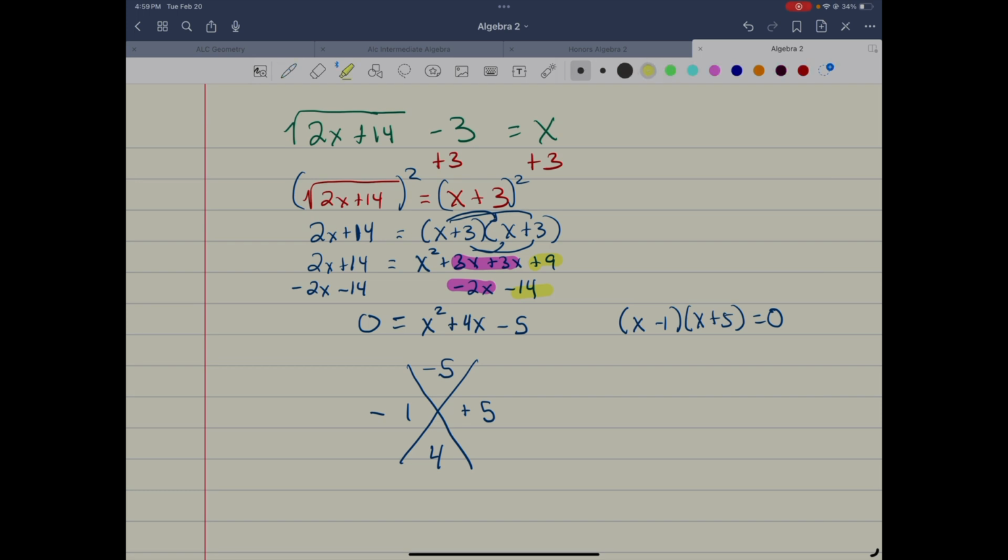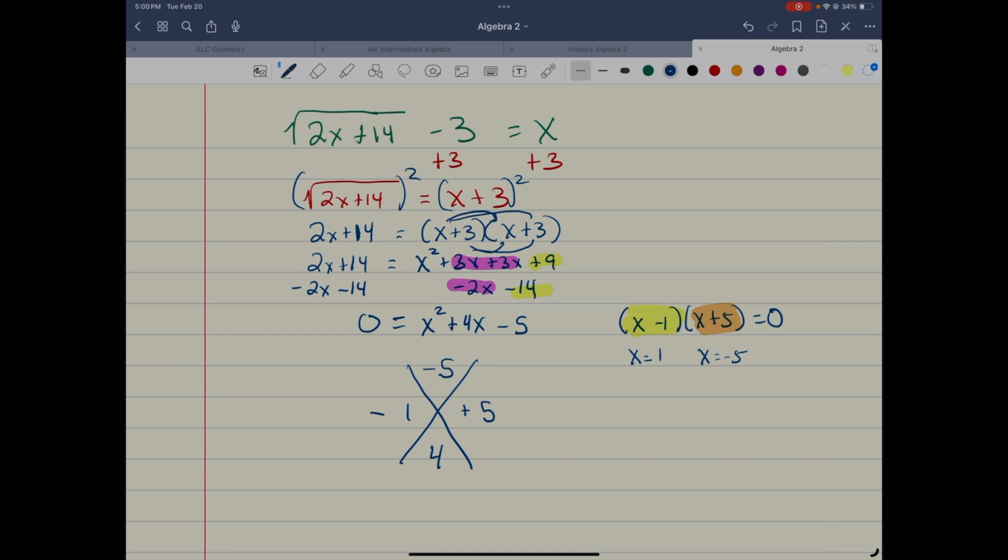So then remember we just said, what makes that equal 0? Well, if I let x equal 1, that makes that 0. What makes this 0? Well, if x is negative 5, that makes that 0. Okay, so we've got our two possible solutions. We need to check it.